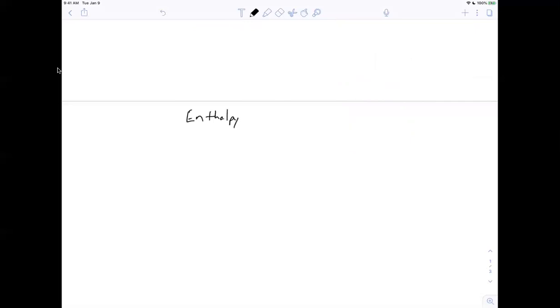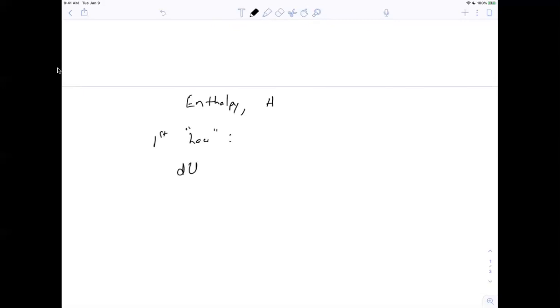Okay, so let's begin with enthalpy, and this is a very quick and a very obvious way to introduce enthalpy. We'll call it H for now. And it's going to be a state function. And the way to do it is we start with our first law, which we know is dU is equal to dq plus dw.